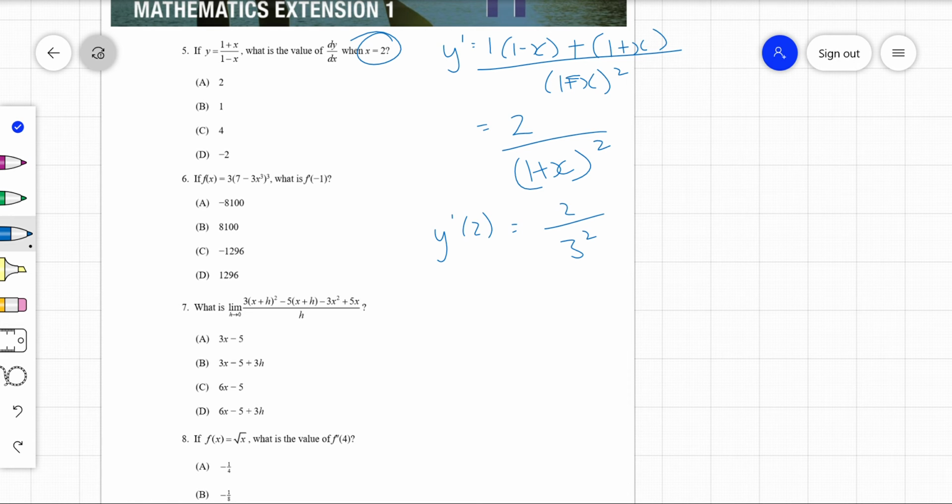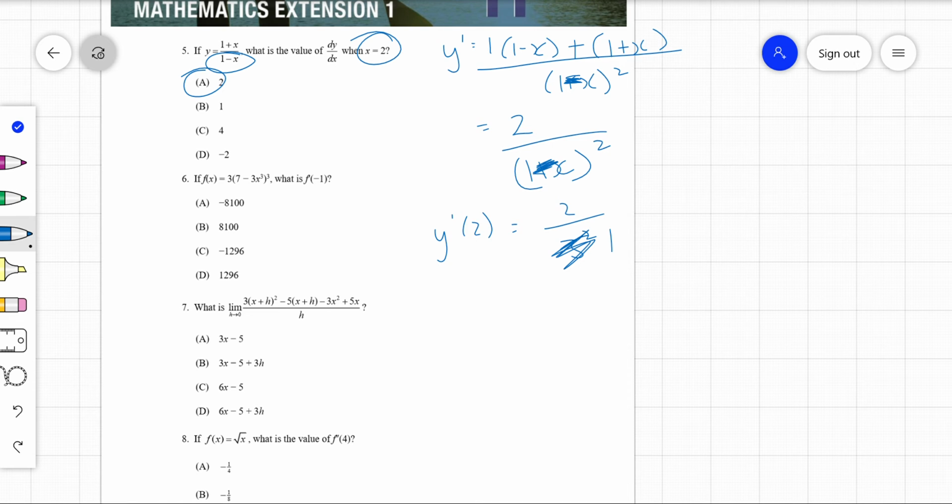I know what I did wrong. That should be a negative because I've got 1 minus x. Hopefully you saw that before I did. So go 1 minus x. So it's actually 1 minus 2, which is negative 1 all squared, which is just 1. Negative 1 all squared is 1. So 2 on 1 is 2. That makes more sense because that answer is there.